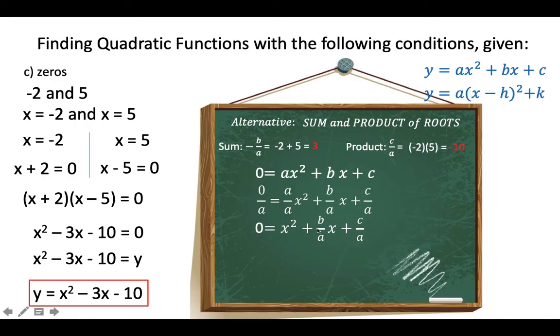So we'll just replace this b over a with 3 and this c over a with negative 10, and we already have our quadratic equation. So why do we get the opposite of 3? Because the sum is negative b over a. Negative means opposite, so whatever the sum, we will get its opposite. Then whatever the product, we'll just write it as is, negative 10. Since you want to express it in functions, we'll just change 0 into y, then simplify: x squared minus 3x minus 10, and we have our quadratic function.